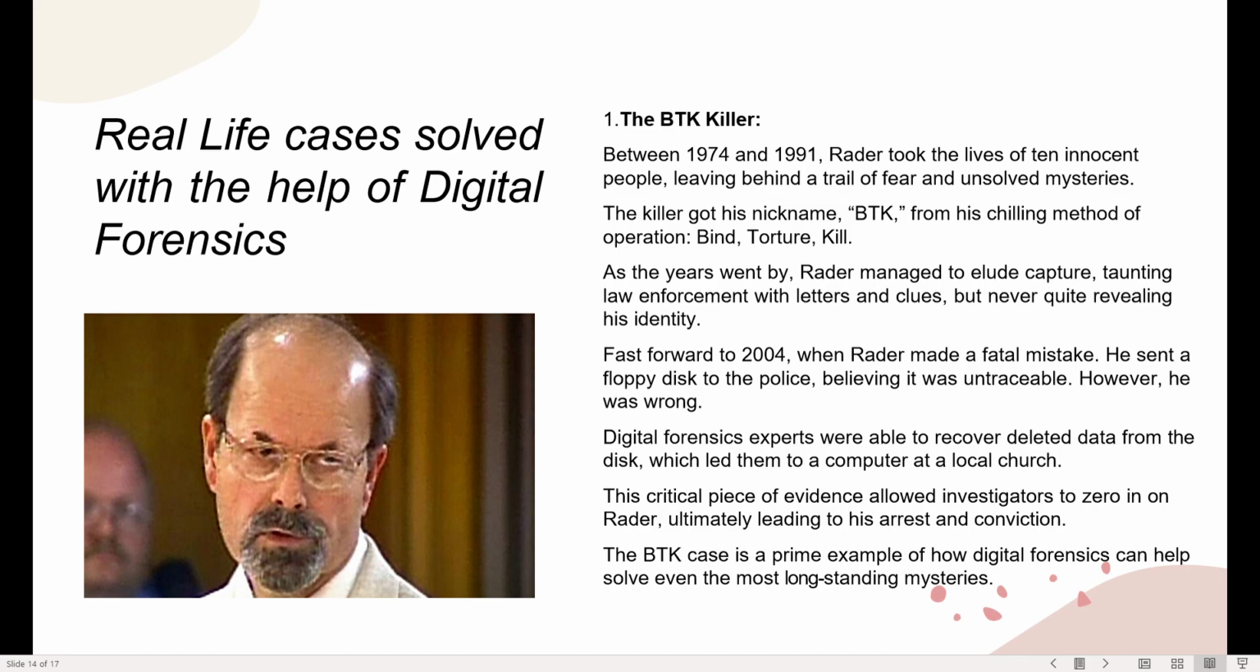Digital forensics experts were able to recover deleted data from the disk, which led them to a computer at the local church. The critical piece of evidence allowed investigators to zero in on the suspect and ultimately linked to his arrest and conviction. The BTK case is a prime example of how digital forensics can help solve long-standing mysteries.